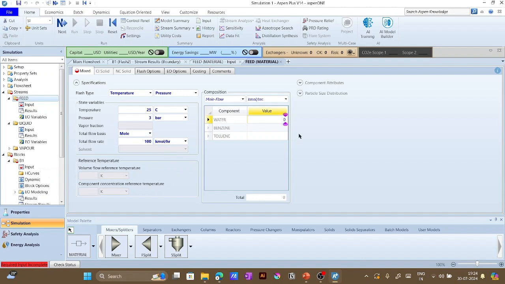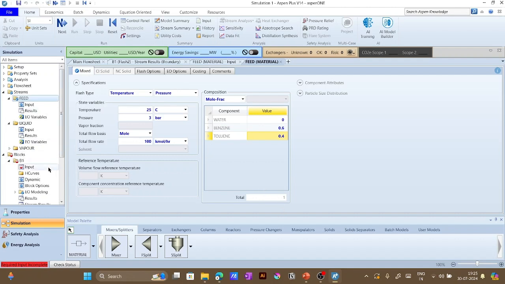My feed contains no water, 0.6 mole fraction of benzene. Instead of molar flow rate, I am using mole fraction, and 0.4 toluene. When I have entered these parameters, you can see it has converted from the white circle to the blue tick, whatever you call it. That means the input related to the feed stream is completed.